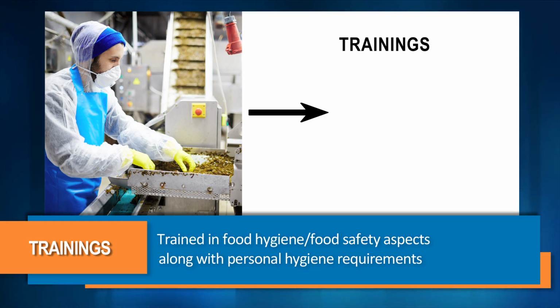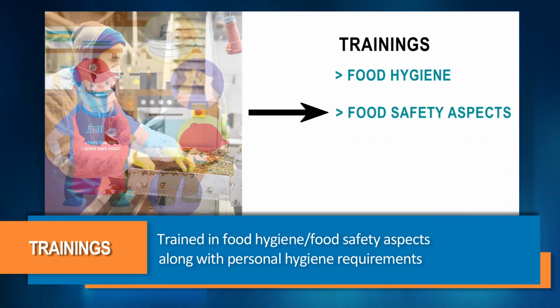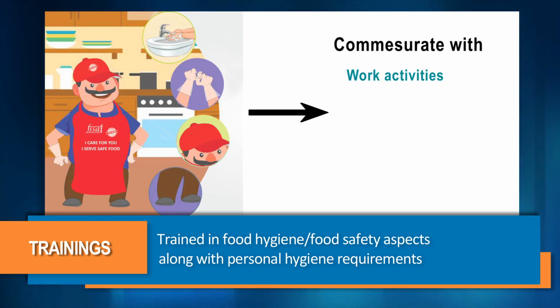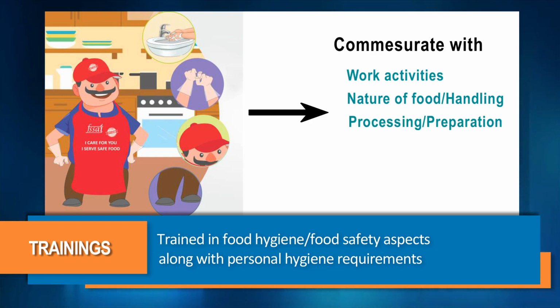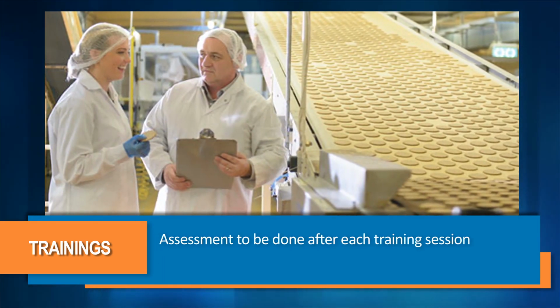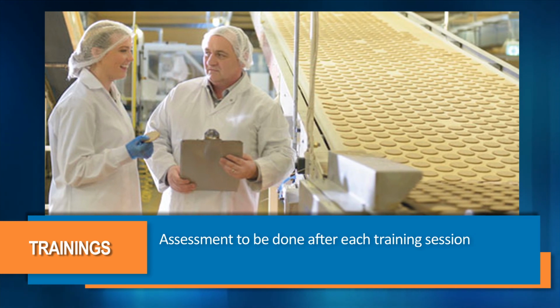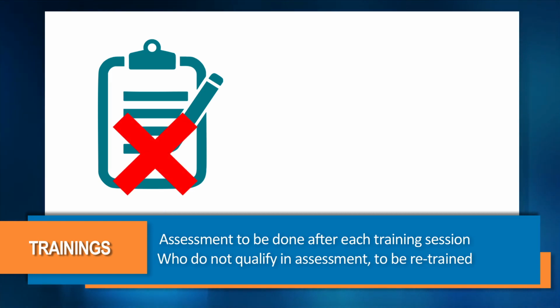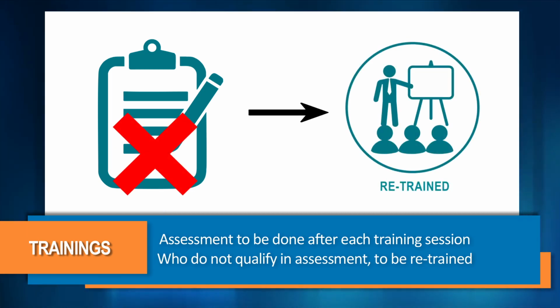The food handlers shall be trained in food hygiene and food safety aspects along with personal hygiene requirements commensurate with their work activities. The nature of food, its handling, processing, preparation, packaging, storage, service and distribution. An appropriate assessment should be done after each training session, and the food handlers who do not qualify in the assessment should be retrained.